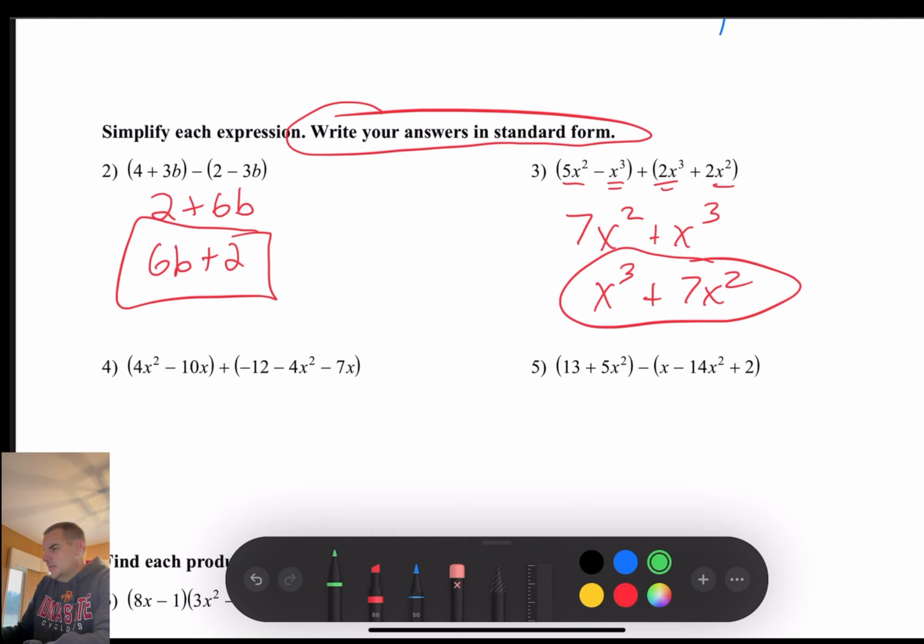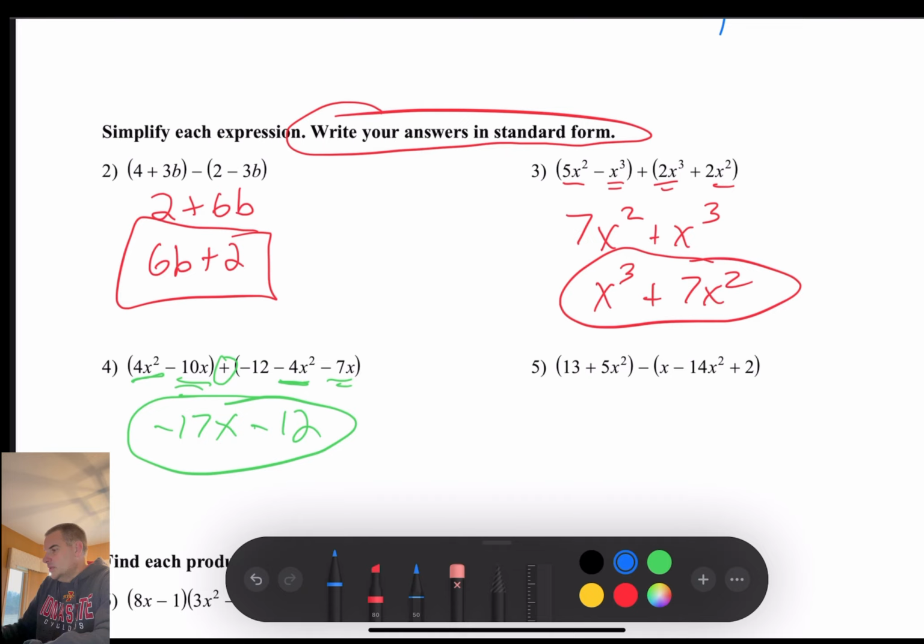All right, next ones I'm going to try standard form here first. So we've got x squared and x squared. It's a plus between them. So we got 4x minus x, that goes away. We've got negative 10x plus negative 7x, so that's negative 17x minus 12. That one's done, already in standard form.